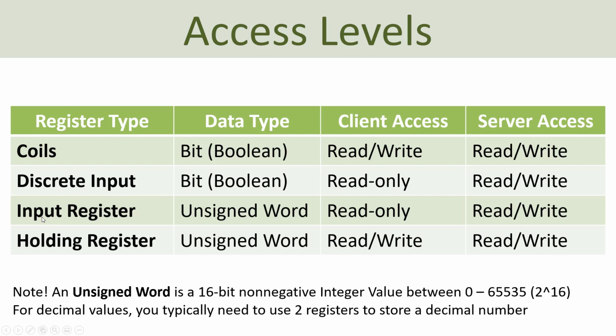In the input register, here you can store unsigned word. An unsigned word is a 16-bit non-negative integer value between 0 and 65,535. Typically, if you want to store decimal values, you need to use two of those registers. For the input register, the client can only read data from the server, while for the holding register, the client can both read and write data.